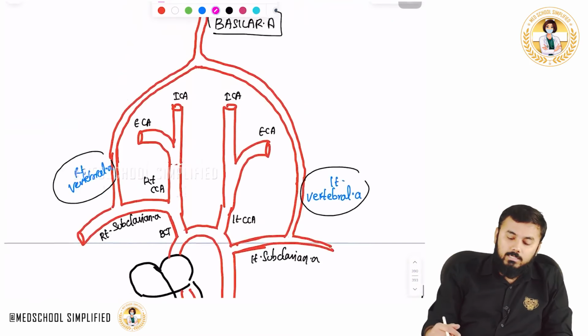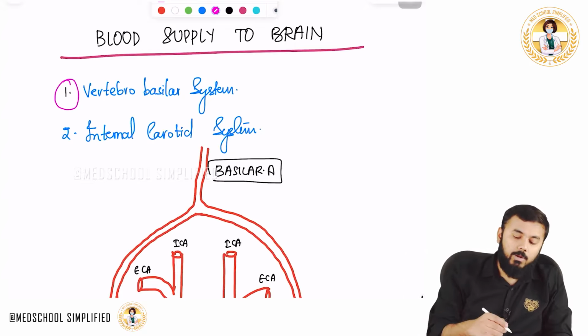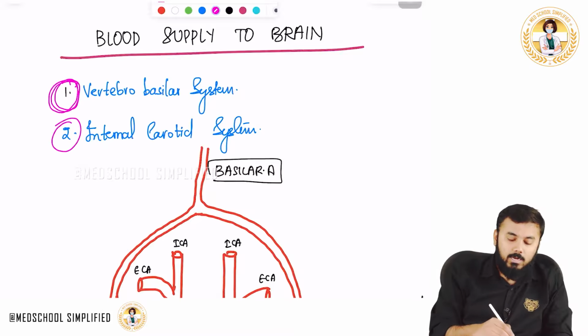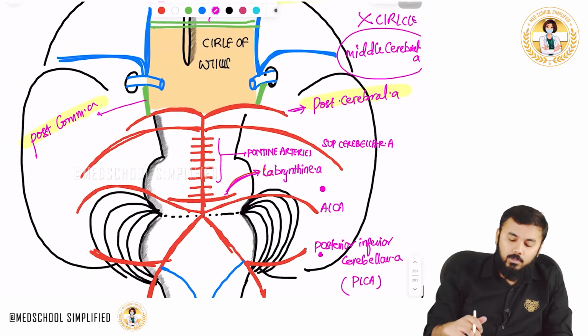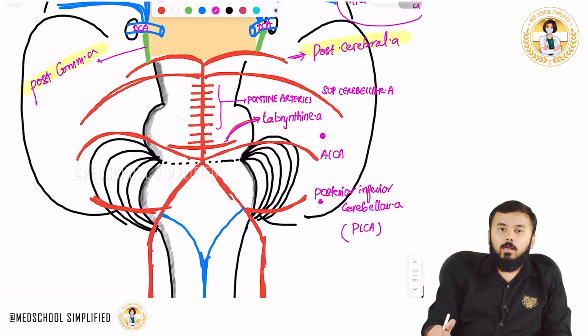Okay. So these are some of the very important things which you need to know regarding the blood supply of the brain. As I already told you, blood supply of the brain is done by two systems, vertebrobasilar, and the second one is the internal carotid system. So this artery is your ICA, internal carotid artery. Here also internal carotid artery, right? So this is all you need to know regarding the blood supply to the brain.